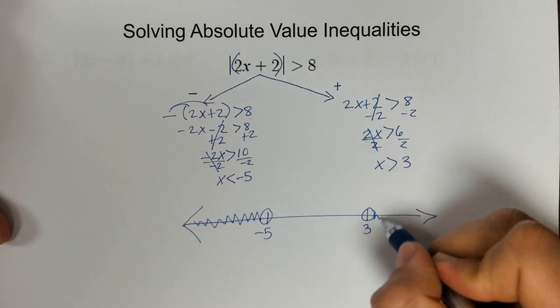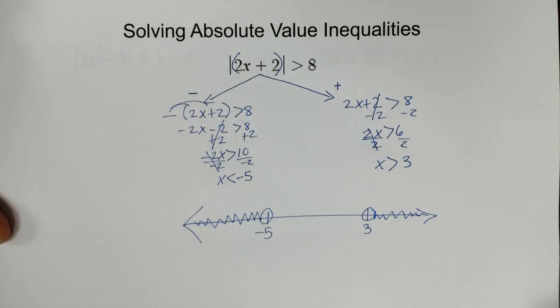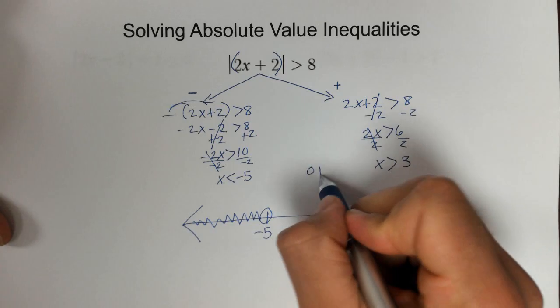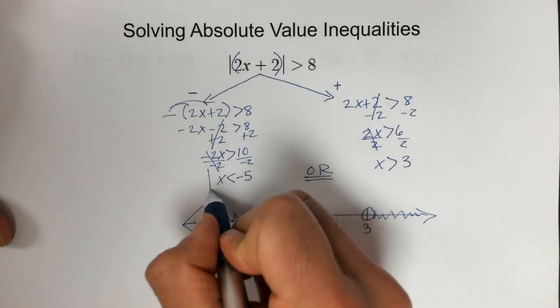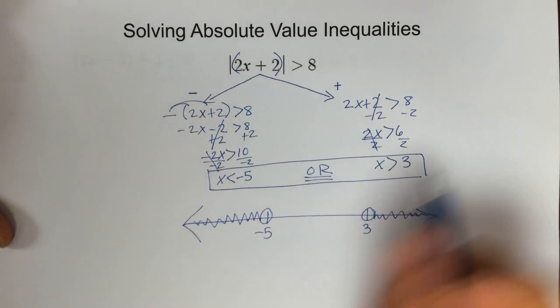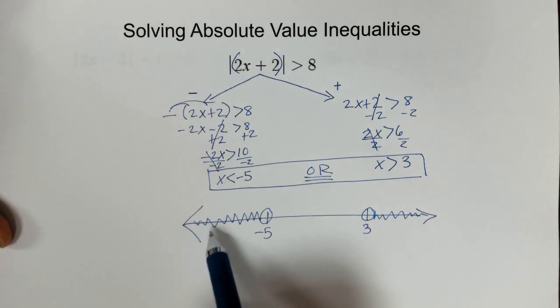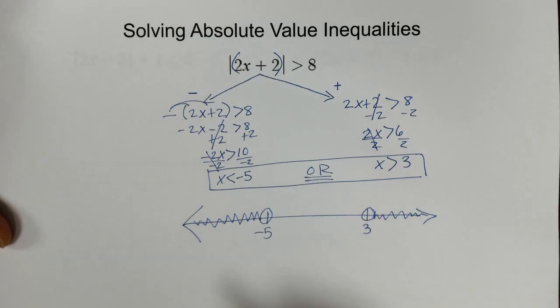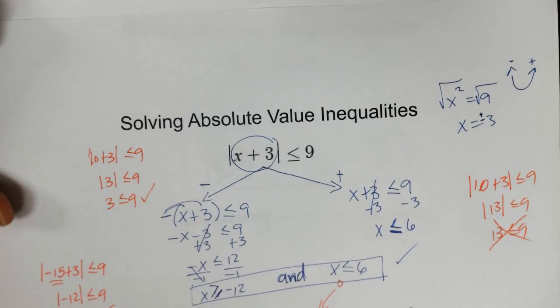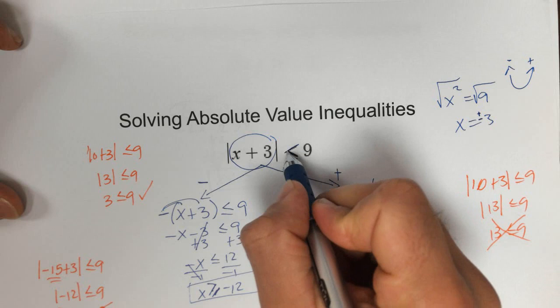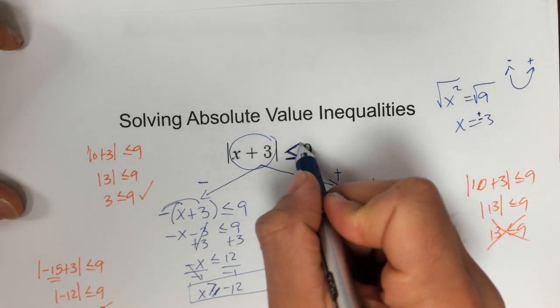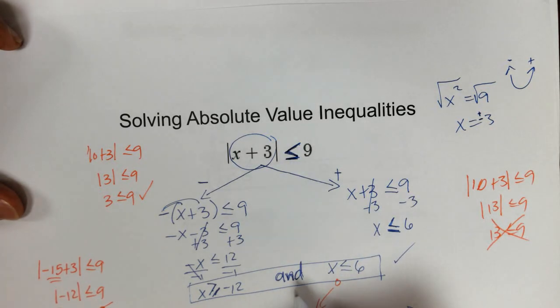X is everything greater than 3. Now in this scenario, when we want to describe the solution, we want to use the word or, because a number can be less than negative 5 and at the same time bigger than 3. It's or. So as you may have noticed, when we're dealing with less than, or equal to, less than or equal to, we're dealing with the word and.